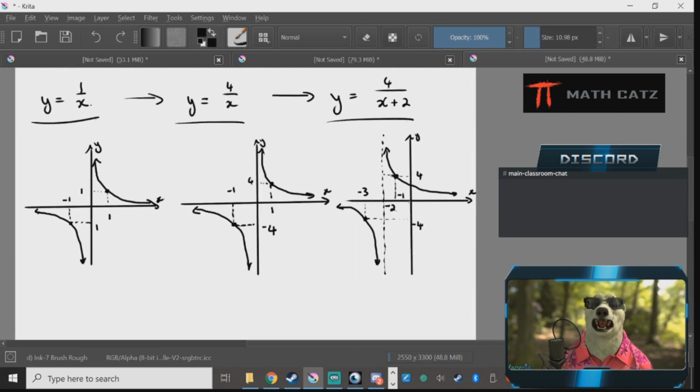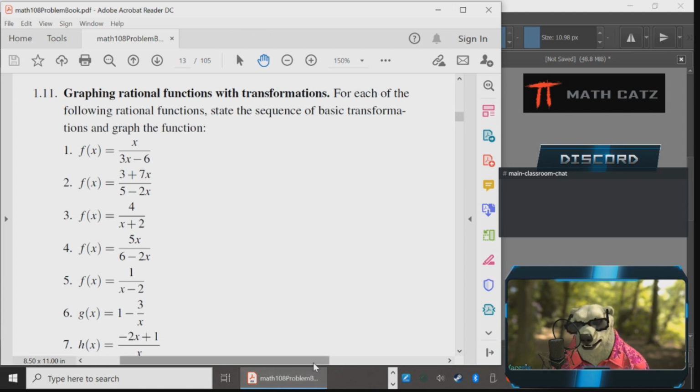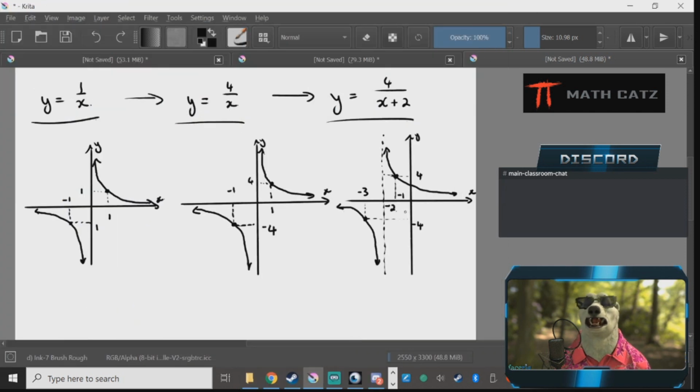Now I can, of course, find a y-intercept. Do they actually even care in the question? I don't know if they actually care. State the sequence of basic transformations and graph it. All right. It's always nice, though, to have a y-intercept. Basic requirement here is a y-intercept. Well, that looks like a graph. Let's do it separately. Y-intercept, because it's not hard to do, right?